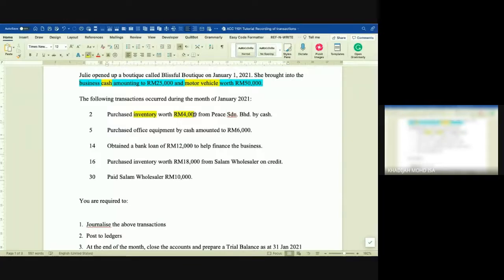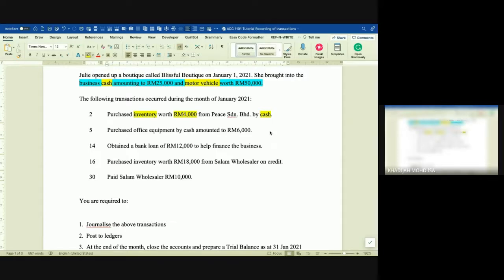P Sdn Bhd here is, in this case, not your buyer, it's the seller, because when you purchase, you buy from someone else. So P Sdn Bhd is the seller and you buy inventory, in this case by cash. Now you know inventory is your asset, and your purchase value is 4,000. Then how do you pay for the purchase? You pay by cash. So in this case, there is a decrease in your cash.